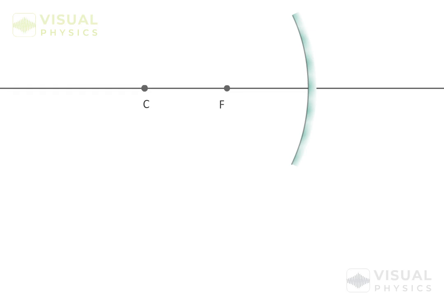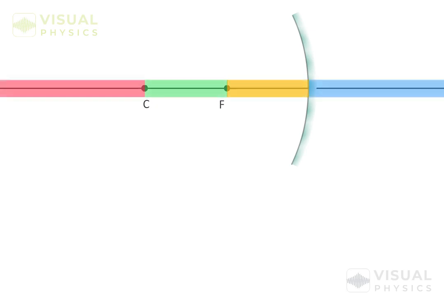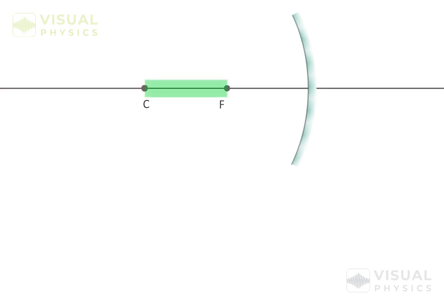Here we can see that the space around the mirror consists of 4 regions. This region extends from infinity to the center of curvature. This region is between the center of curvature and focus. This region is between the focus and the pole of mirror. And this region is beyond the pole, to the other side till infinity.